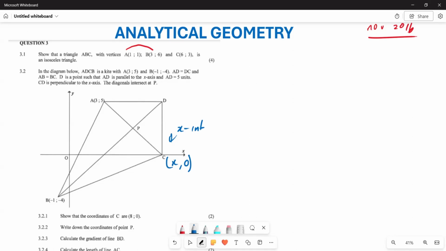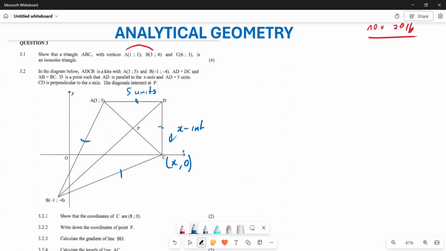For example, in the diagram, you are given ABCD, which is a kite. You have point A, which is 3 and 5, and point B, which is -1 and -4. They are saying AD is the same as DC, obviously, because this is a kite, so adjacent sides are equal, and your AB equals your CB. And they say AD is 5 units, right? And also CT is perpendicular to the x-axis, the diagonal at P. So now what is it that you are going to do?